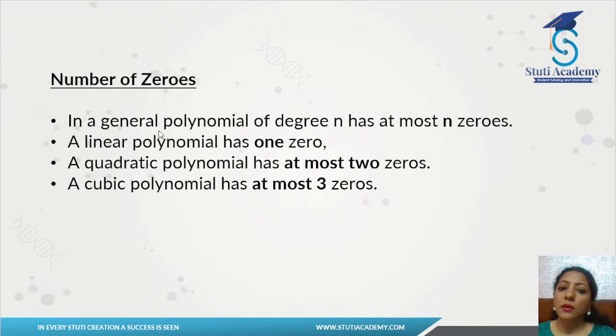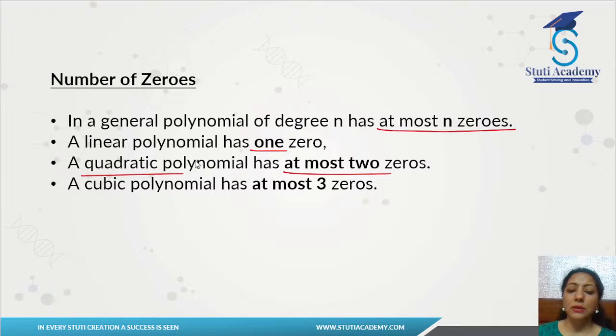In general, a polynomial of degree n has at most n zeros, maximum n zeros. A linear polynomial has degree 1, so it has 1 zero. A quadratic polynomial has degree 2, so it has at most 2 zeros. A cubic polynomial has degree 3, so it has at most 3 zeros.